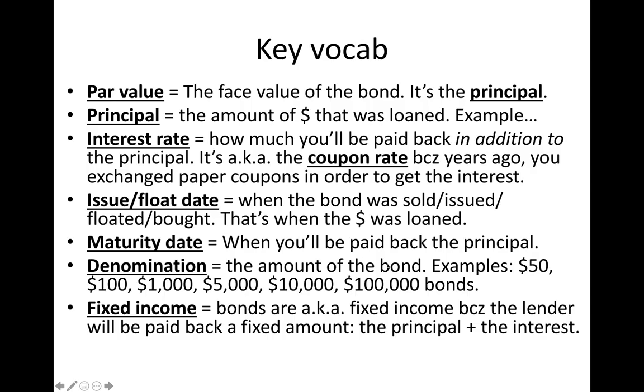Denomination, that's the amount of the bond. Examples, we have $50 bonds, $100 bonds, $1,000 bonds, $5,000 bonds, $10,000 bonds, $100,000 bonds, etc. Bonds are also known as fixed income. Why? Because the lender will be paid back a fixed amount. You're going to get the principal back, that's the amount you loaned, plus the interest.